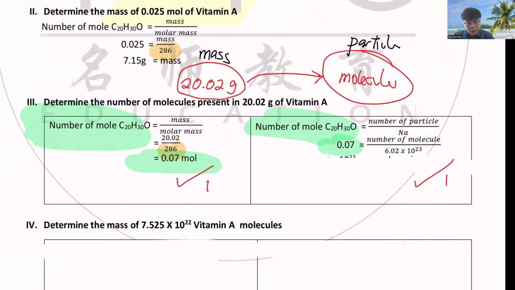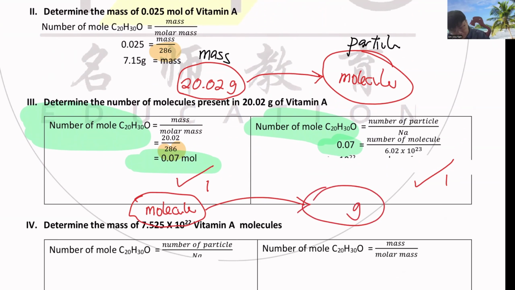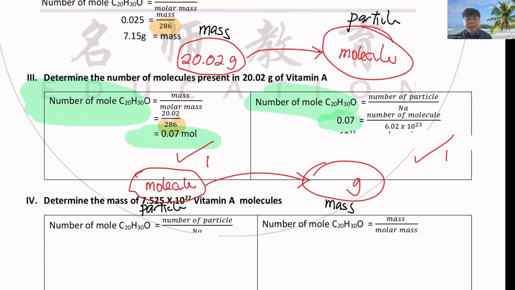Okay, so for the question below is the reverse. They want you to convert the molecule back to mass. So this one is the particle, and you need to convert it to mass.